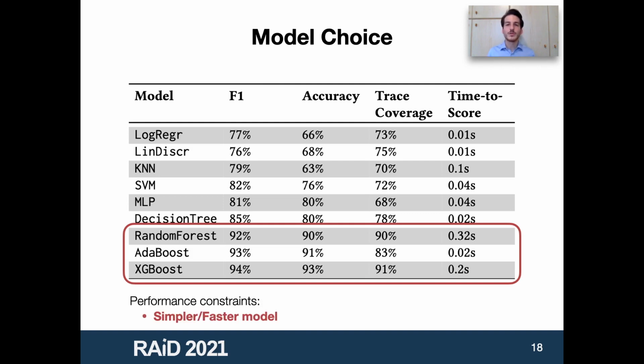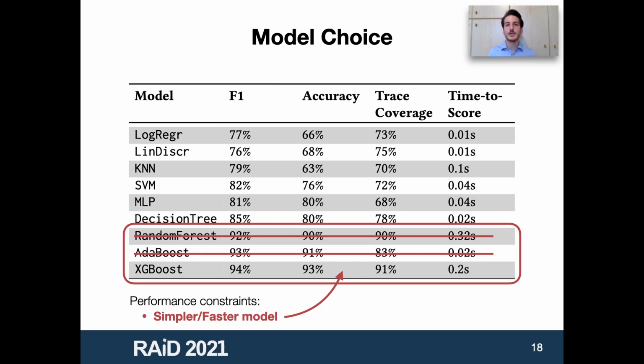However, considering that we will have to use this classifier in the context of a symbolic execution engine, performance is particularly important. So considering the performance constraints, we will choose the best performing model, which also has to be simple and fast. This leads us to choose the XGBoost model over the Random Forest and AdaBoost models.